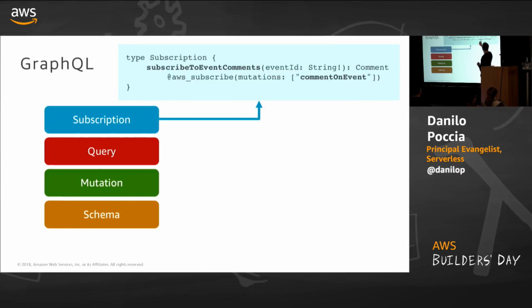So every time there is a comment on an event, the mutation is triggered, and this will fire a subscription if the event ID is the one that I'm subscribed to. And then you receive a real-time notification. Our SDK is automatically using WebSockets to do that, so that you receive a real-time notification in a web or mobile application.